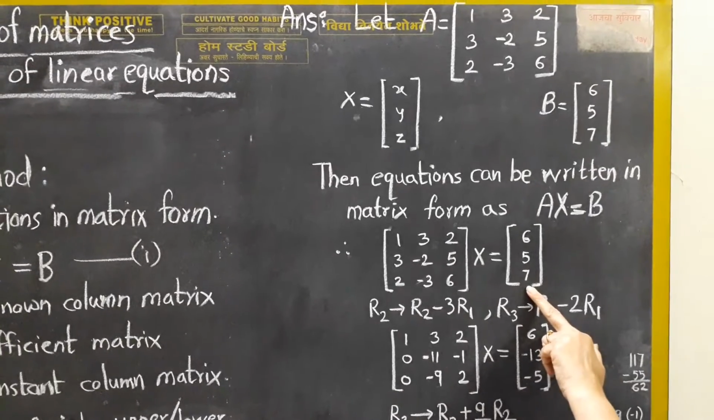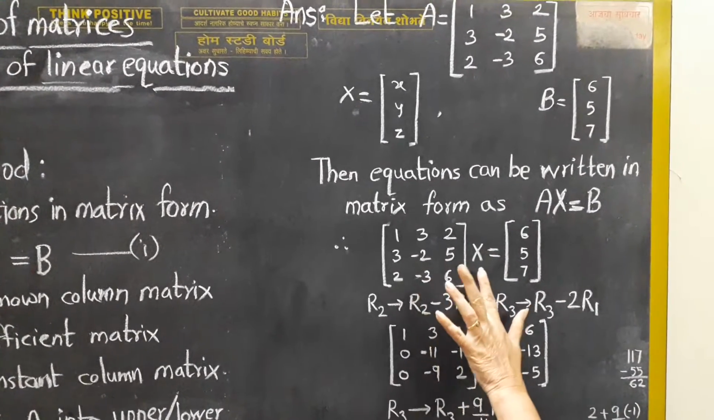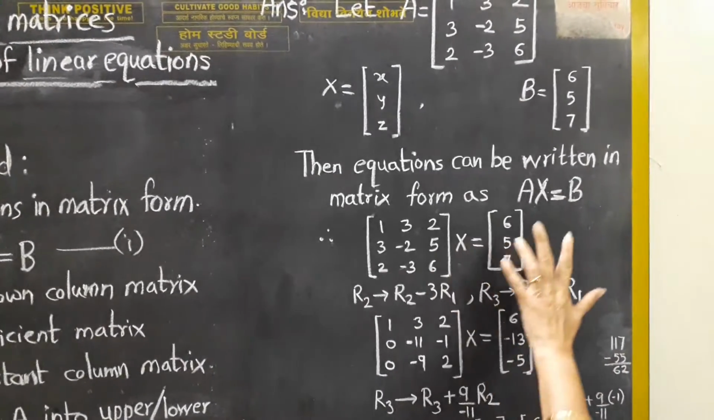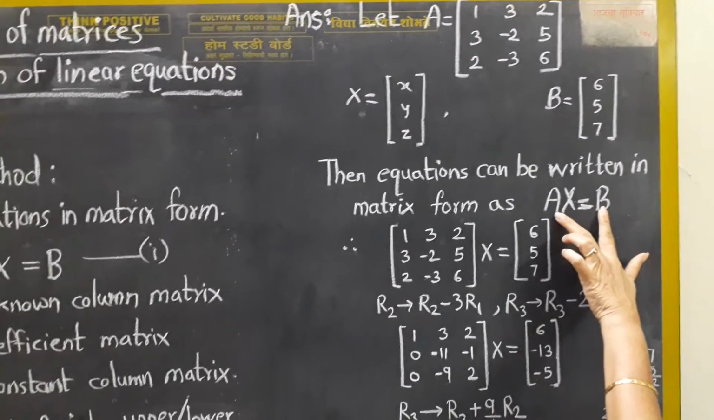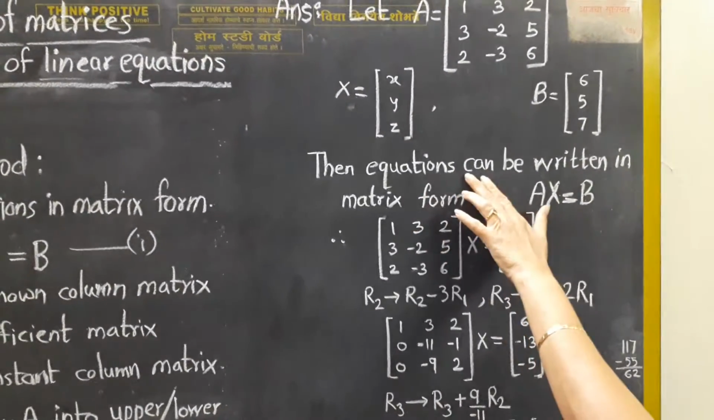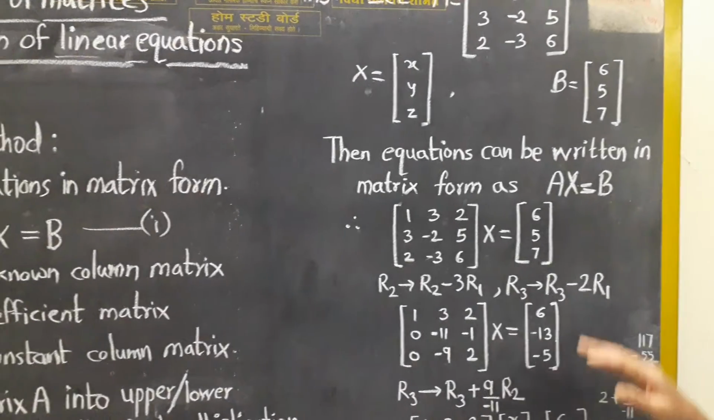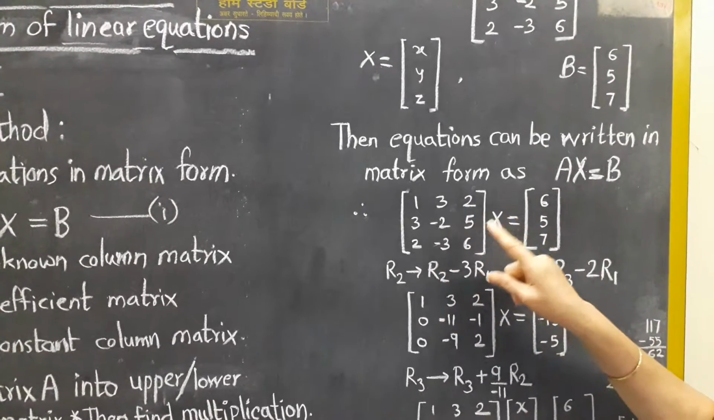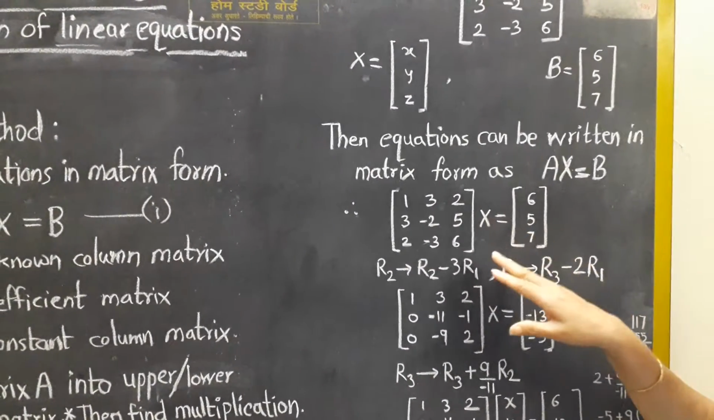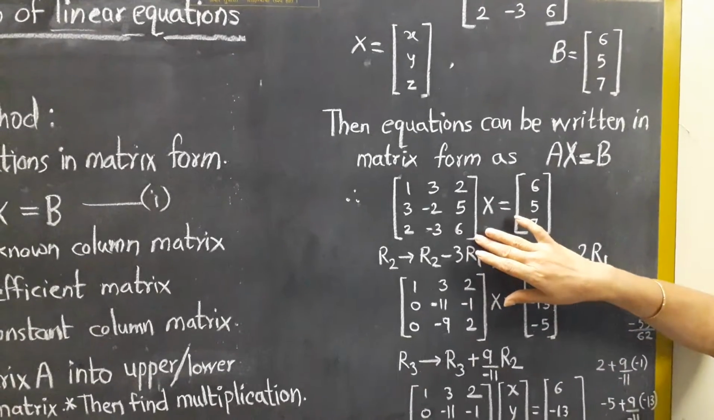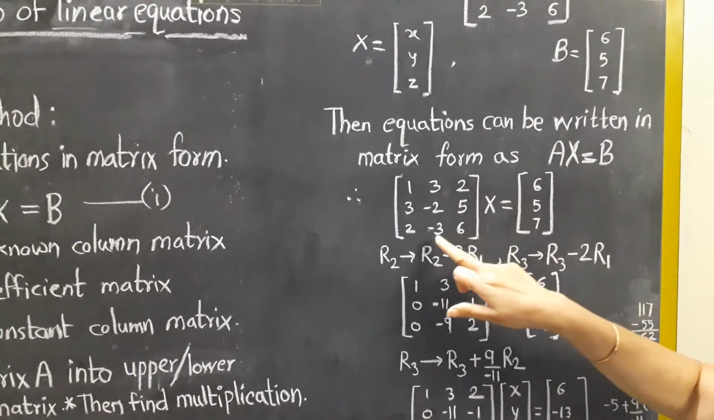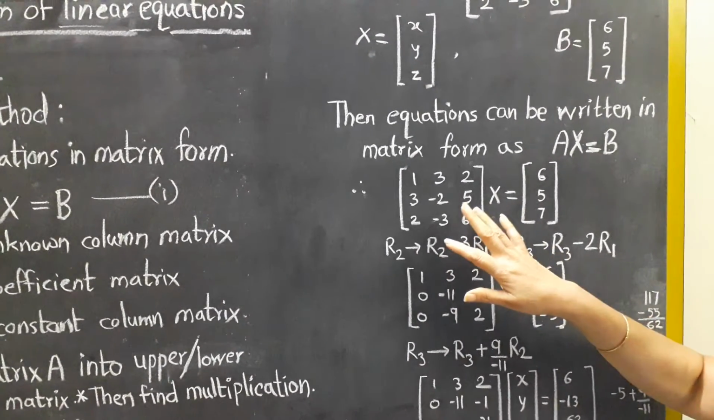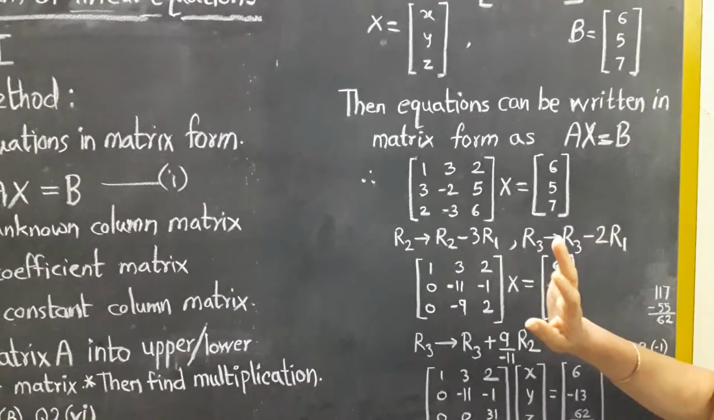We have seen in method 1 how A into X really gives you the matrix B. By equating those matrices, we do get the equations which are given to you, so there is no need of verifying it now. Only the thing is that now we have to apply the reduction method. That is, we have to convert this matrix into a triangular matrix, either upper triangular or lower triangular.